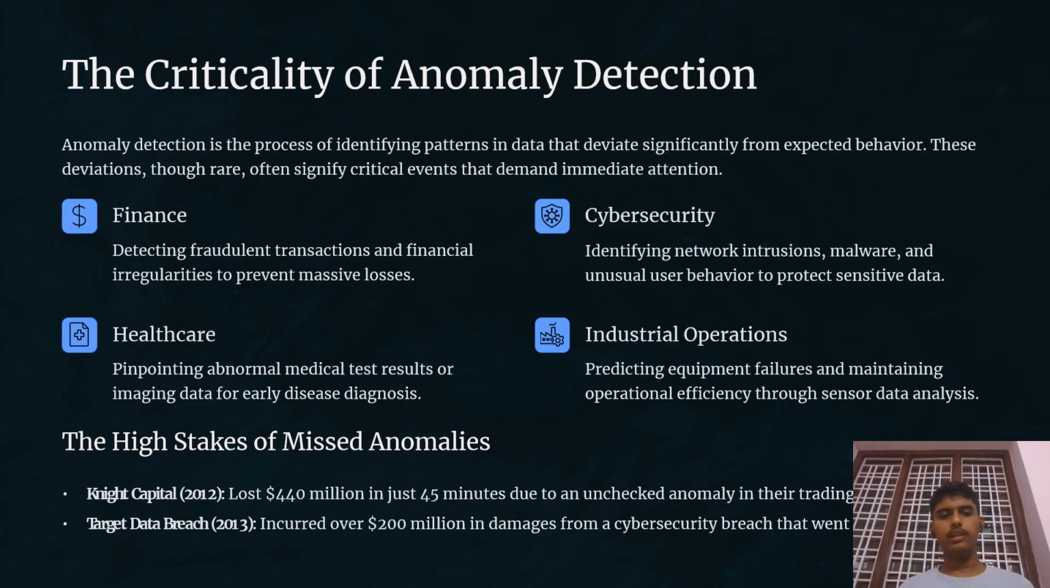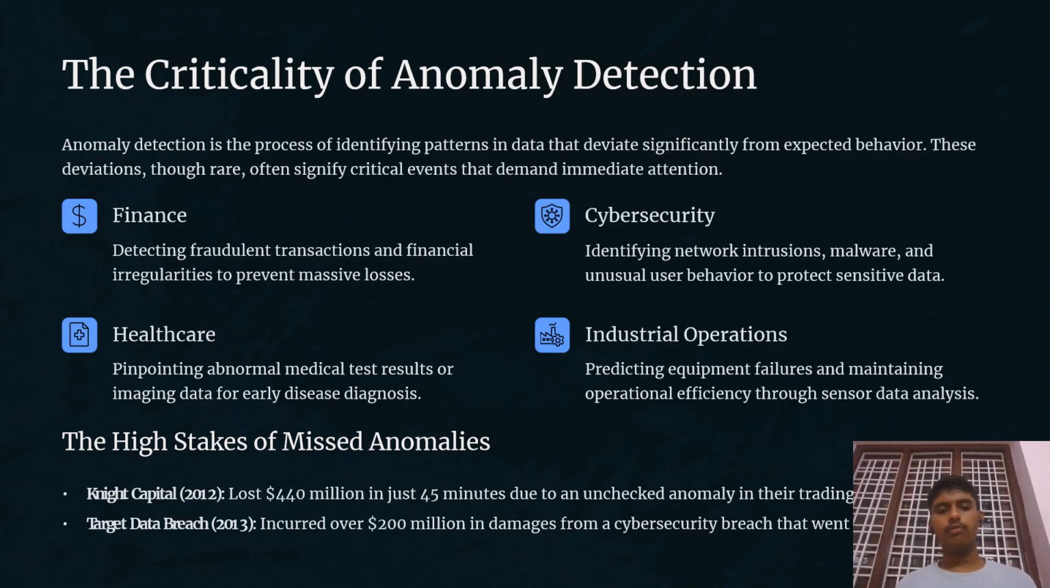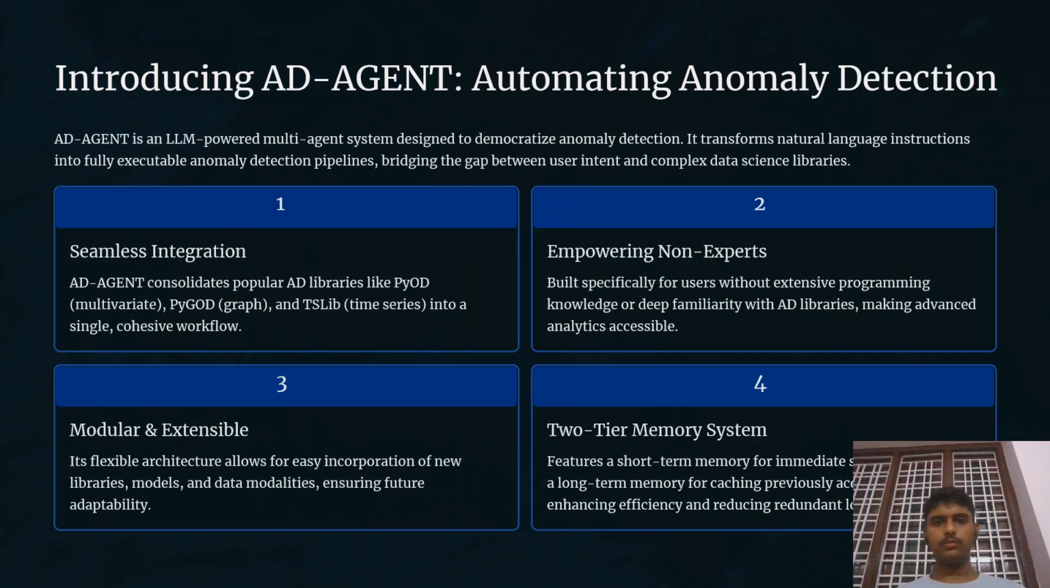As you can see in the PPT, we have shown the high stakes of missed anomalies. Knight Capital in 2012 lost $440 million in just 45 minutes due to an unchecked anomaly in their trading. And in 2013, the Target data breach cost them over 200 million in damages for a cybersecurity breach. Friends, we have discussed what AD agent does and what it means. So now let's dive into the project.